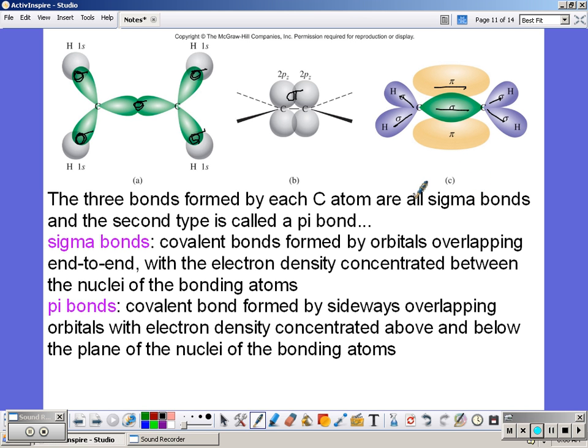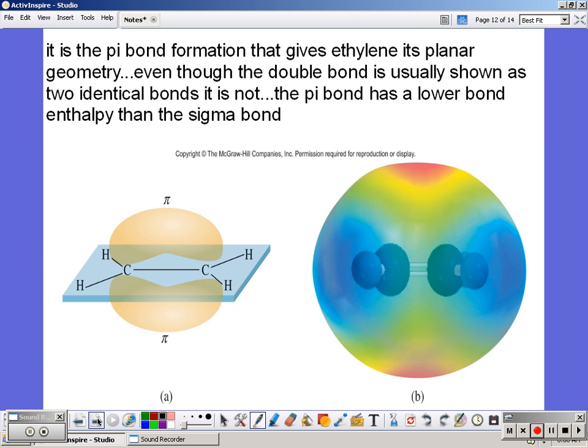It's the pi bond formation that gives ethylene its planar geometry. Even though the double bond is usually shown as 2 identical lines, it's not identical. The pi bond actually has a lower bond enthalpy than the sigma bond. So there is a difference between the 2 lines that we draw when we draw a double bond, but it's easier just to draw them equal to each other.